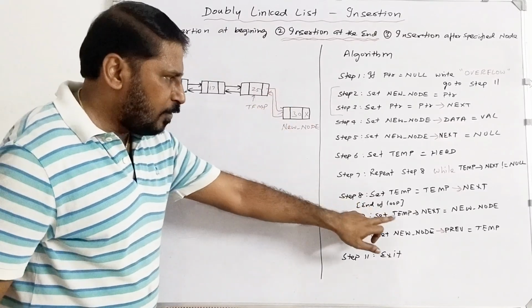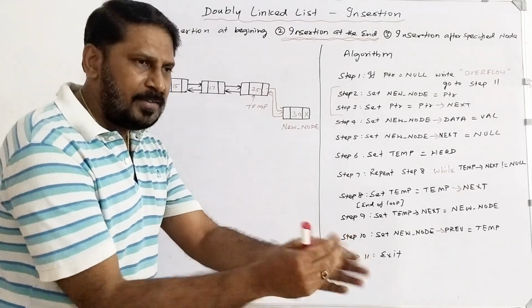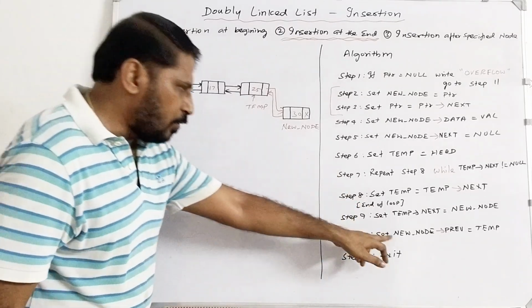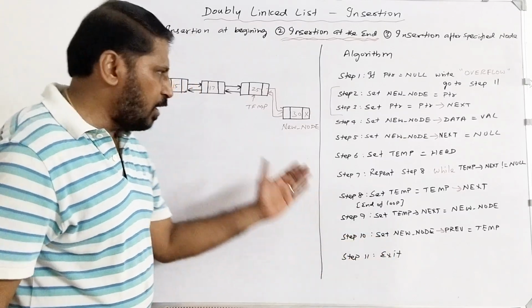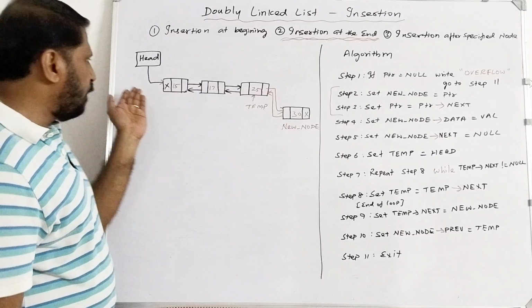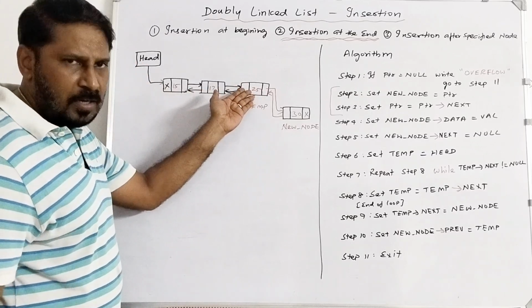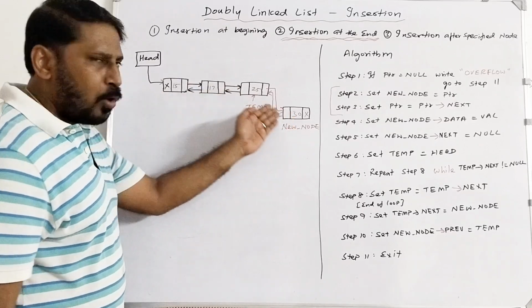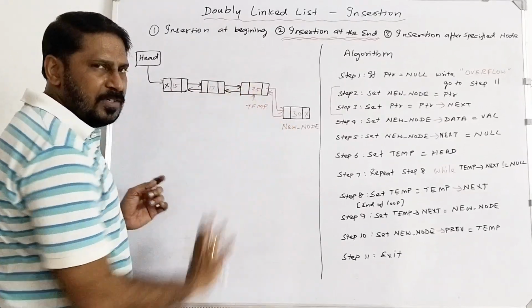Under these two steps, we make a forward connection as well as a backward connection, that is, next and previous. Then we exit the process because our process is over. After seeing this, from the header 1, 2, 3, there are already 3 nodes. Now we are connecting one more node with proper connections like this, a forward link as well as a backward link.